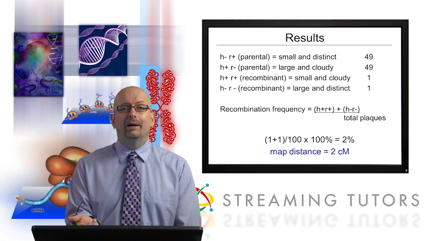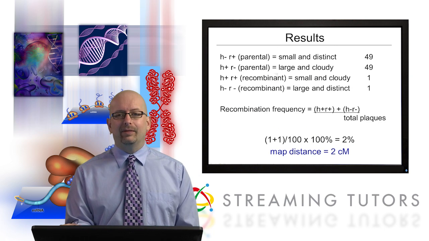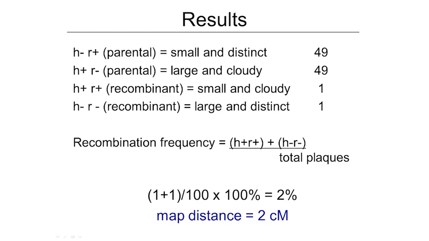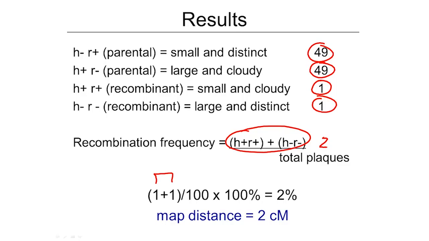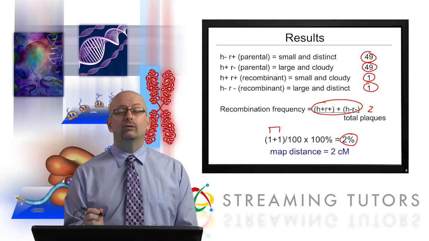So here are some results I made up just to make the math easy. If you see 49 of one type of parental, 49 of the other type, and one each of the recombinants, the recombination frequency is the total number of recombinants, which in this case is 2, 1 plus 1, over the total number of plaques, which I made 100 just to make the math easy, times 100%. That gives you 2% recombination here.